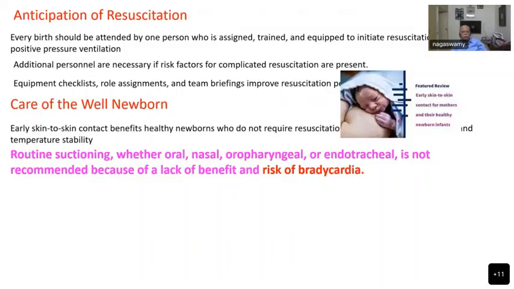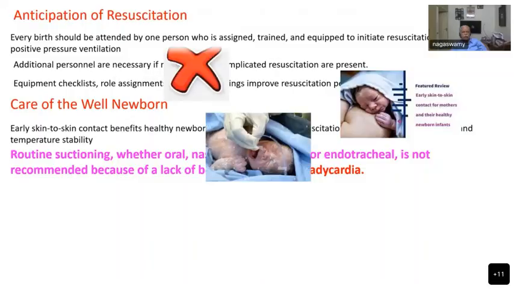Now, they have found out that it causes bradycardia in the baby. So routine suctioning is not needed if the baby is crying vigorously and breathing well. So this should be avoided.